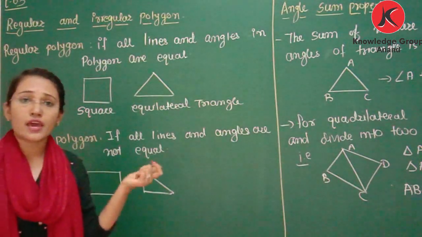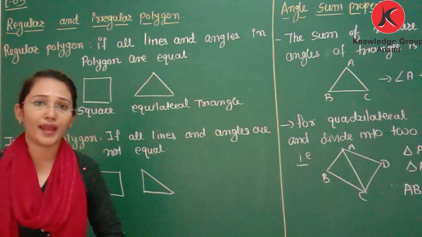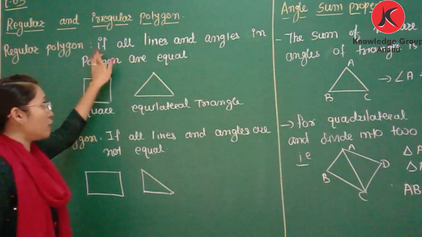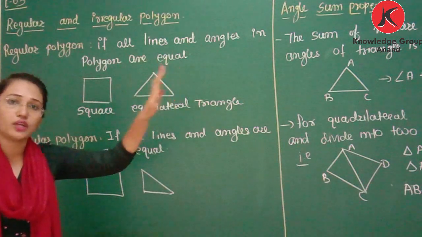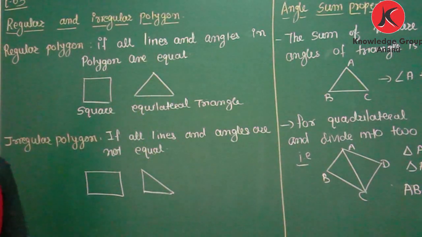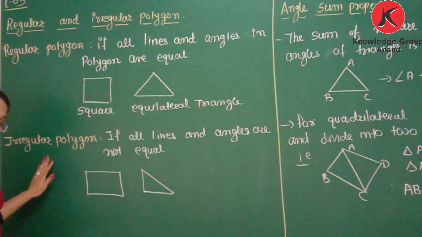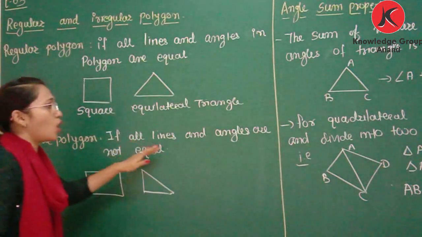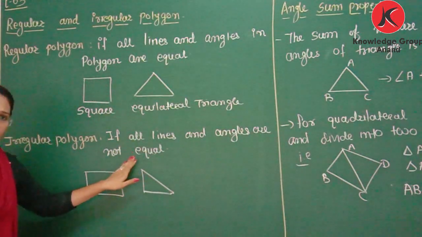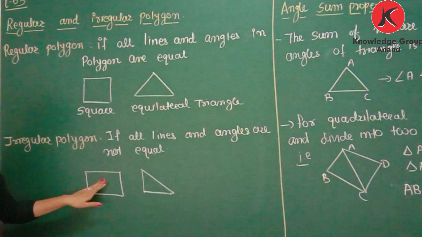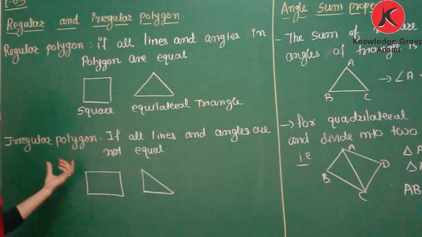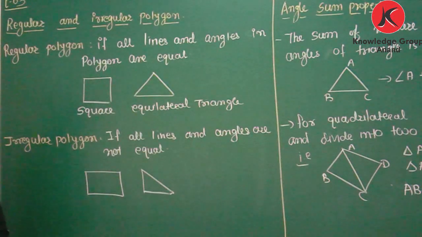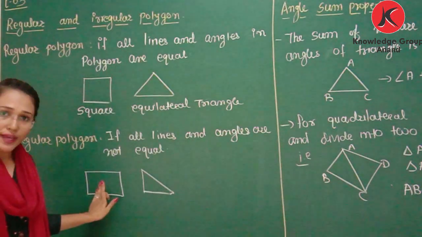So this definition can also be asked in the exam. If all lines and angles are equal, then the polygon is a regular polygon. Clear? Now irregular polygon: if all lines and angles are not equal. Here a rectangle, you can draw any shape that is a polygon, but if all sides and all angles are not equal, it is irregular.